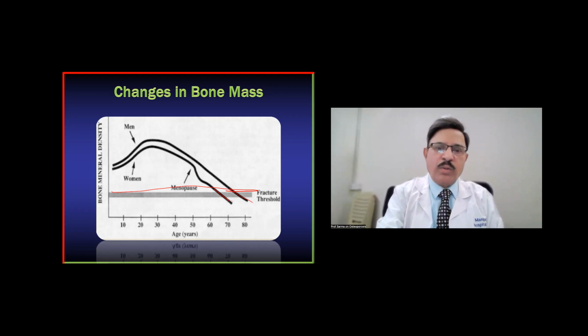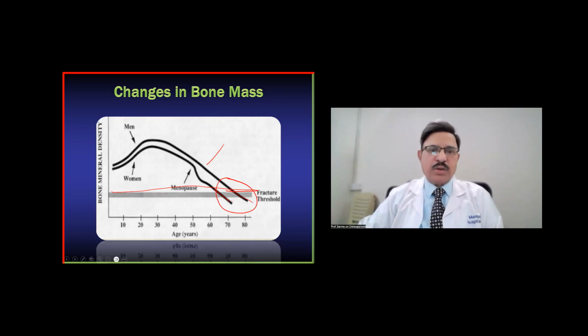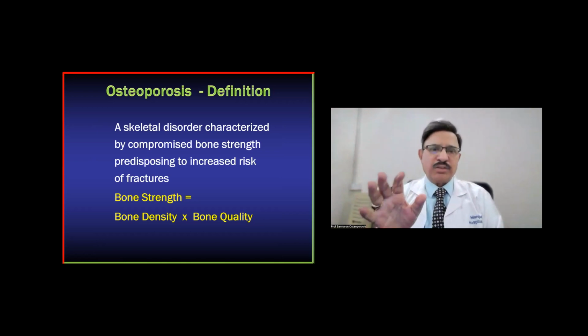Unfortunately, we don't allow it to keep here, and will force the bone to come down to this zone and then suffer fractures in old age. Okay. Osteoporosis definition. These are all from international references. A skeletal disorder characterized by compromised bone strength, predisposing to increased risk of fractures. Compromised bone strength includes both tensile strength and compressive strength. Compromisation of tensile strength and compressive strength is there, and this predisposes to increased fracture risk.